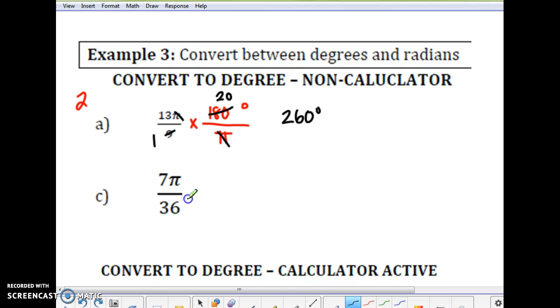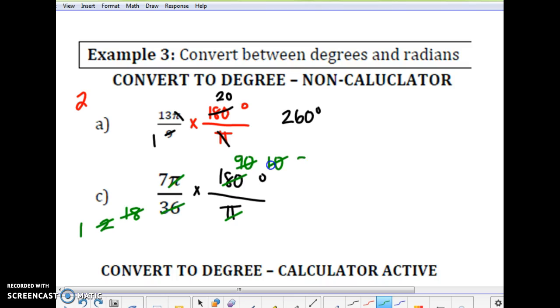260 degrees. Same with this guy. I want to get it into degrees. Degrees goes in the top, which means pi is in the bottom. 180 in the top. Your pi's are always going to be the easy thing for you to cancel. Both of these we can divide by 2, so it's going to give me 18 and 90. Divide each by 9, so it's going to give me 2 and 10. Divide by 2, that's going to give me 1 and 5, so it's going to be 35 degrees.